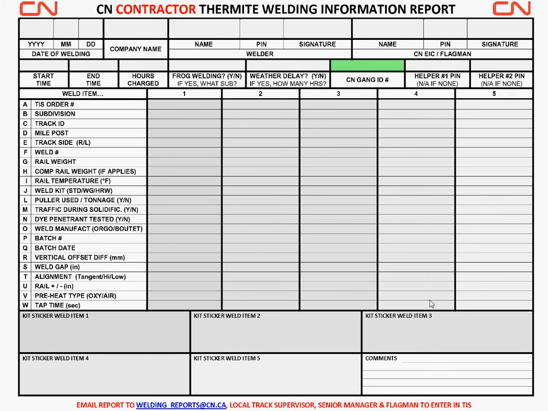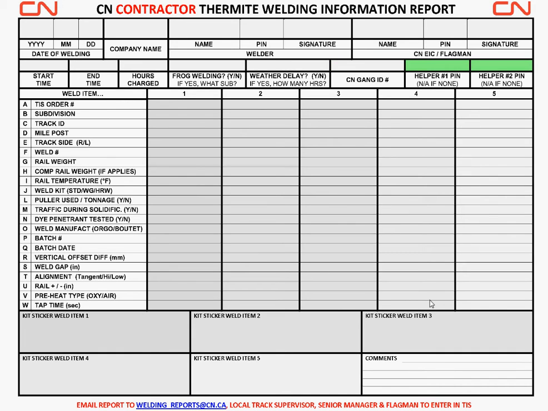The next is CN gang ID number. If you are given a CN gang ID number by your supervisor, please input that, or a CN gang ID number by your EIC or flagman. So it could be CN04 given to you by your supervisor, or Chippewa Falls Section Gang, or Welding Gang WE12.